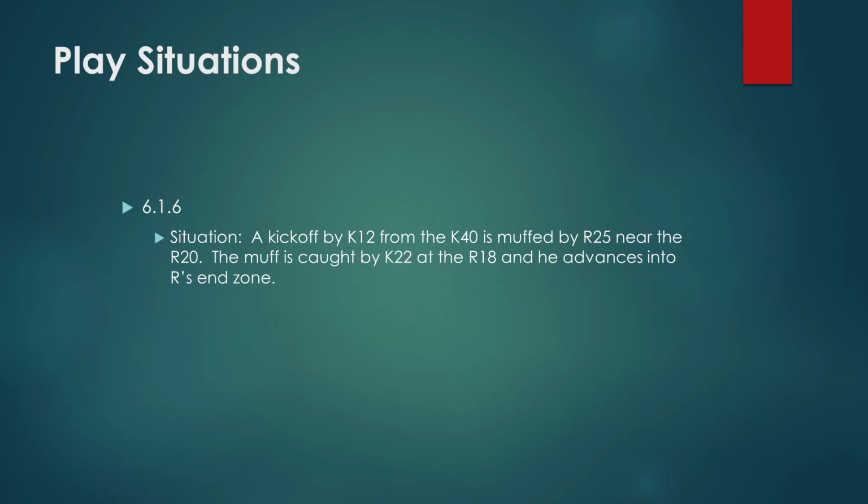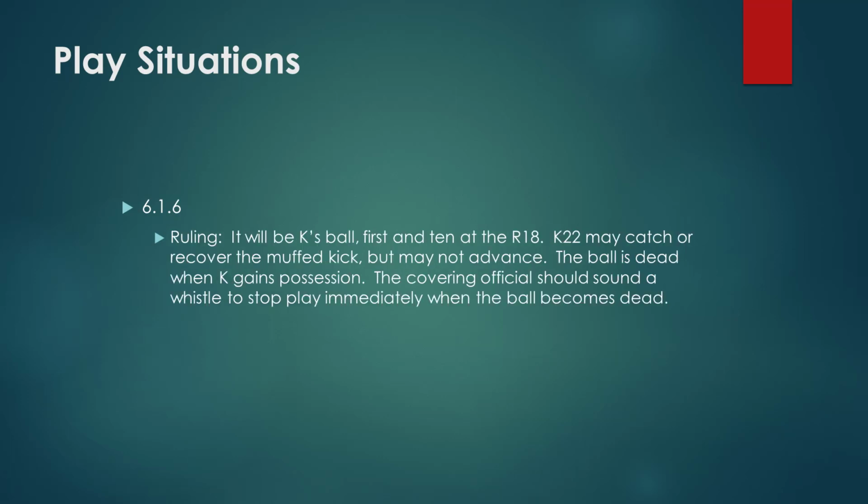6-1-6 situation, kickoff by K12 from the K40 is muffed by R25 near the R20. The muff is caught by K22 at the R18 and he advances into R's end zone. In this play, it will be K's ball, first and 10 at the R18.